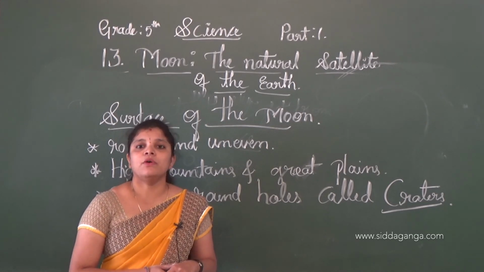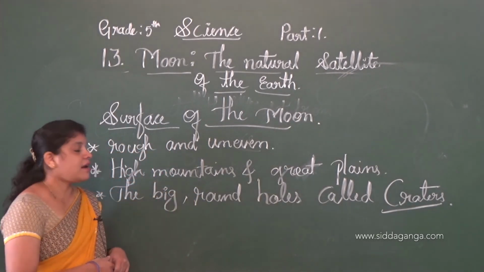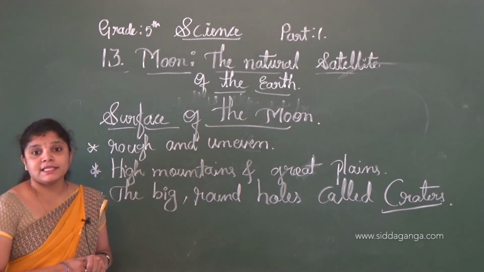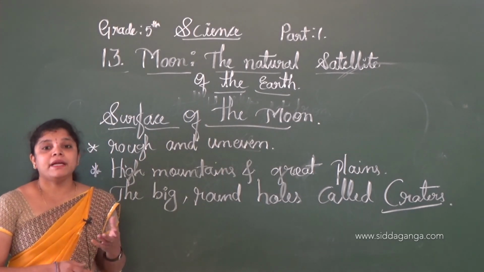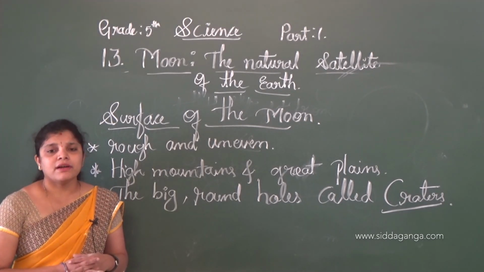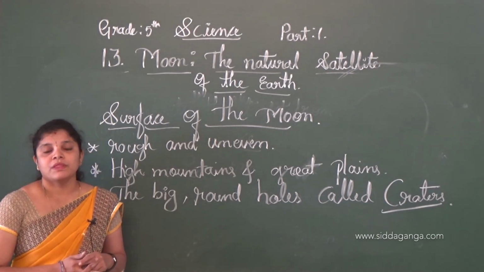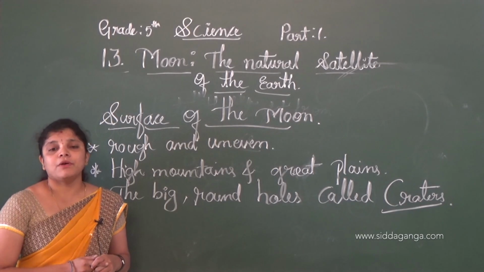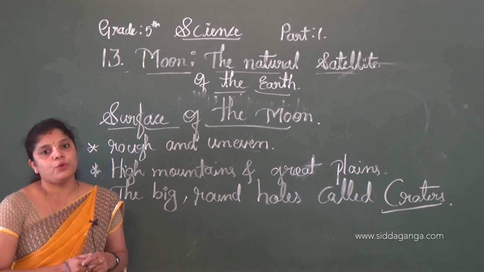When we see the surface of the moon, see, the surface of the moon is uneven and rough, and there are very big and round holes, called what? Craters. See, normally there are many big high mountains and great plains. Why is it uneven and rough? Because many meteorites hit the surface of the moon, because there is no atmosphere or no mesosphere layer. See, because the meteorites easily hit the surface of the moon, it makes big holes.